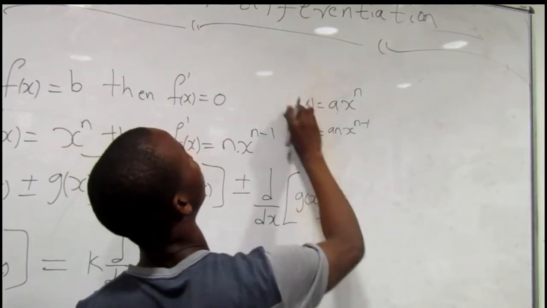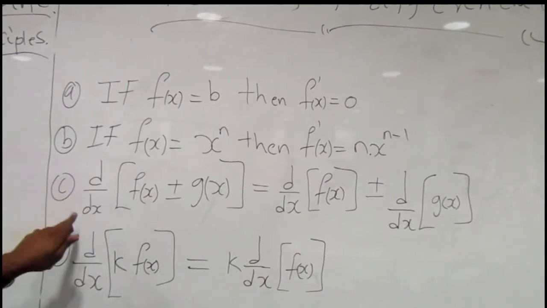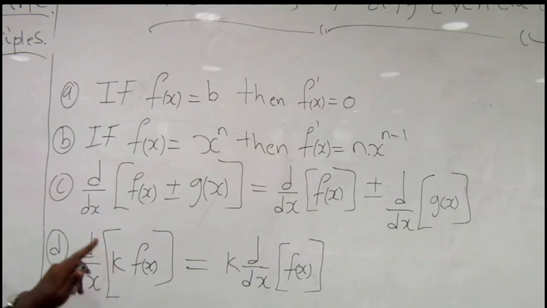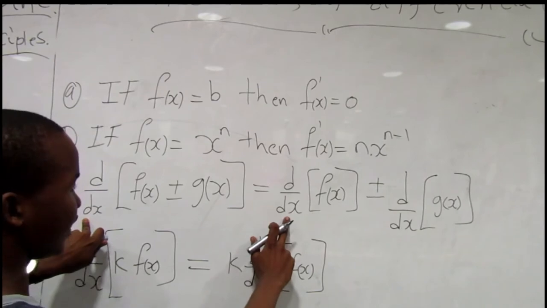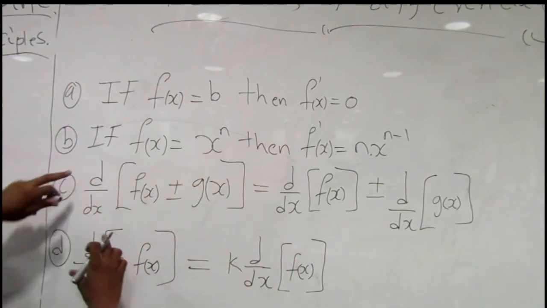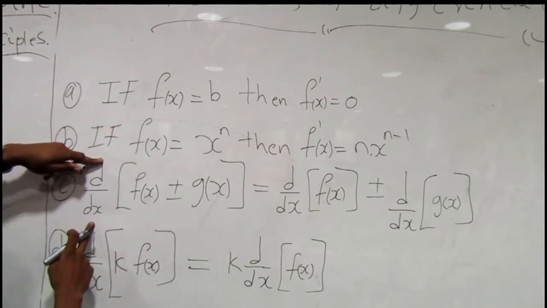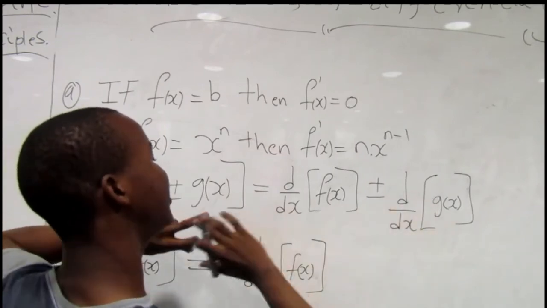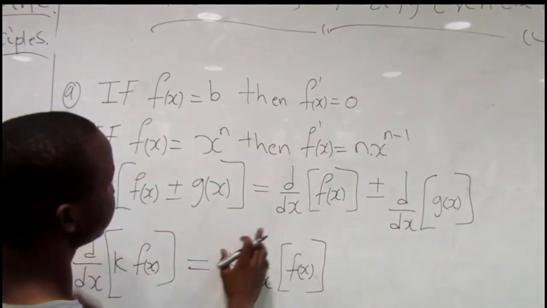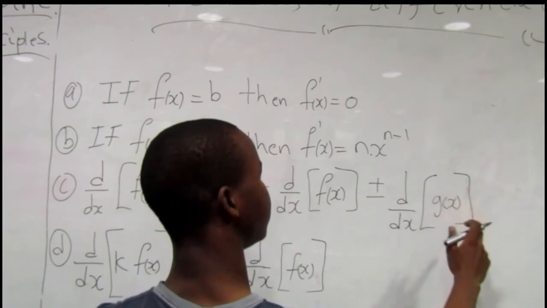Then we will look at the third rule that says dy over dx is equals to d over dx into f of x plus or minus g of x. This is gonna distribute, meaning d over dx is gonna multiply f of x plus or minus d over dx is gonna multiply g of x. So it's equal to d over dx into f of x plus or minus d over dx into g of x.